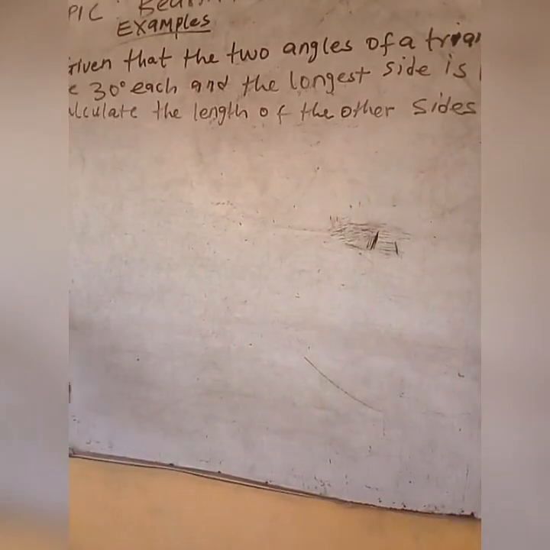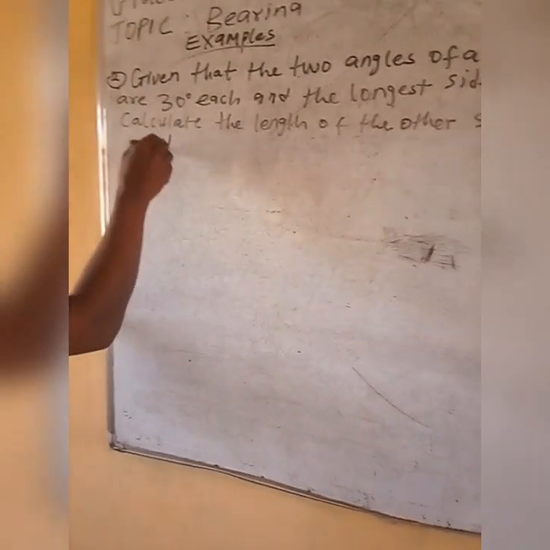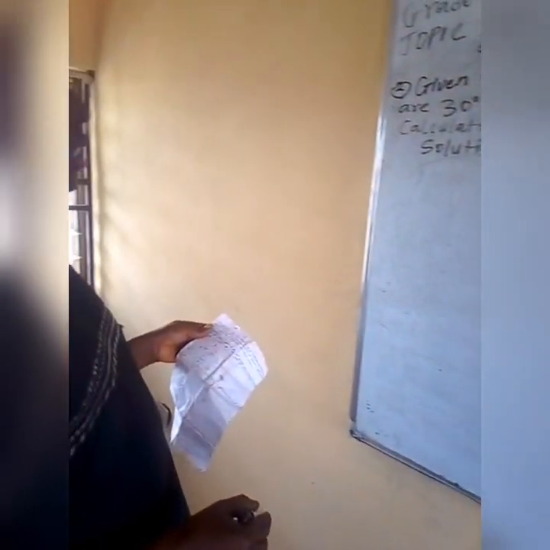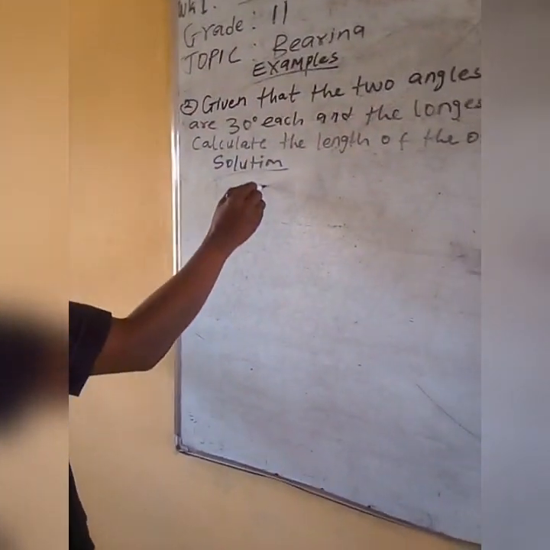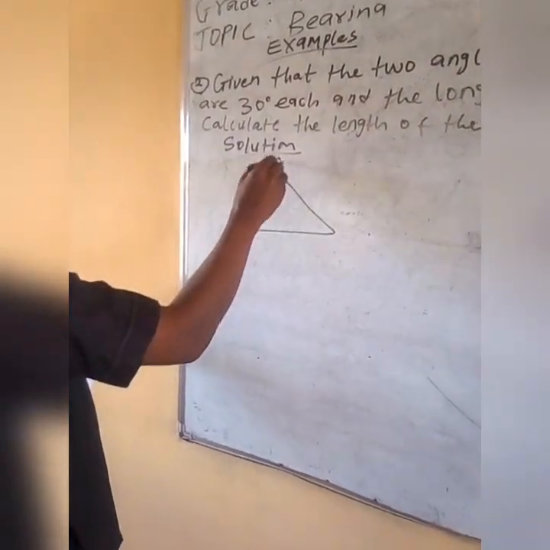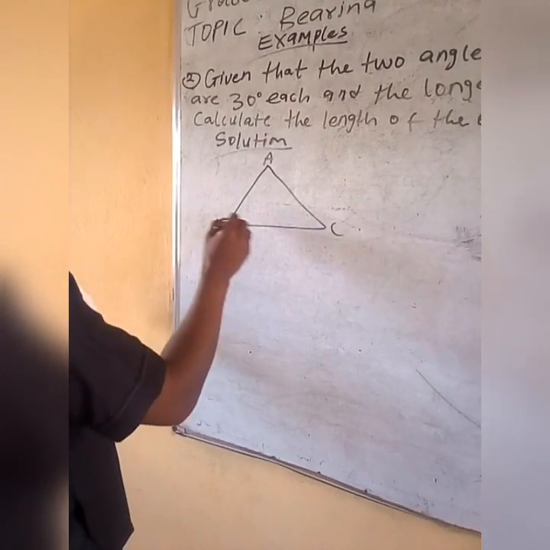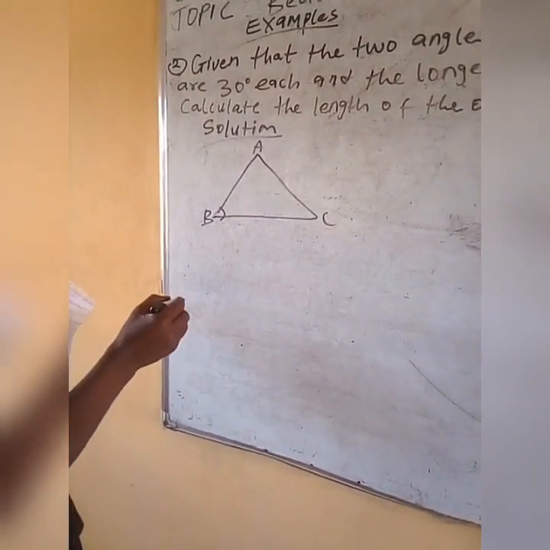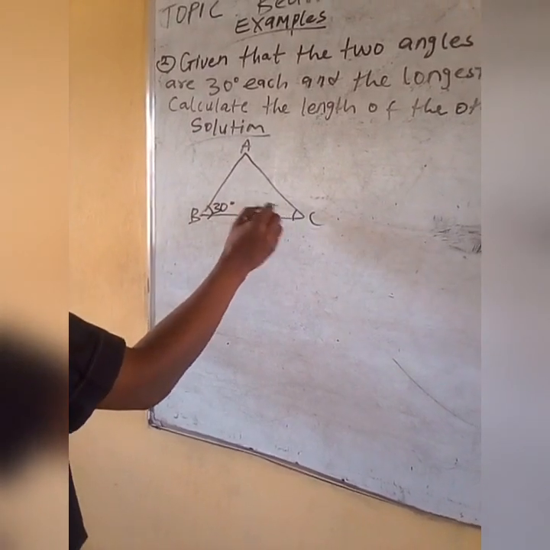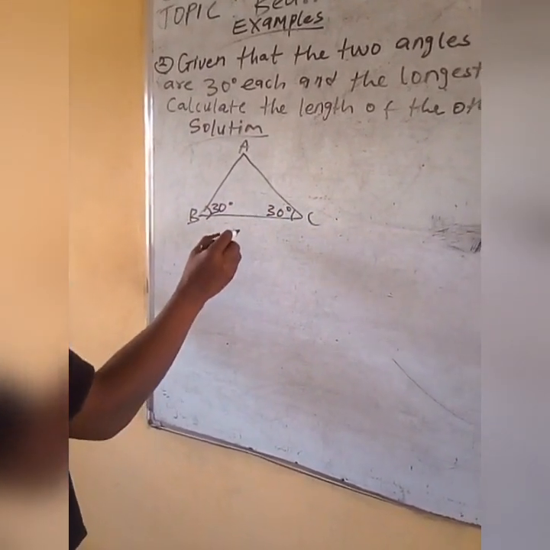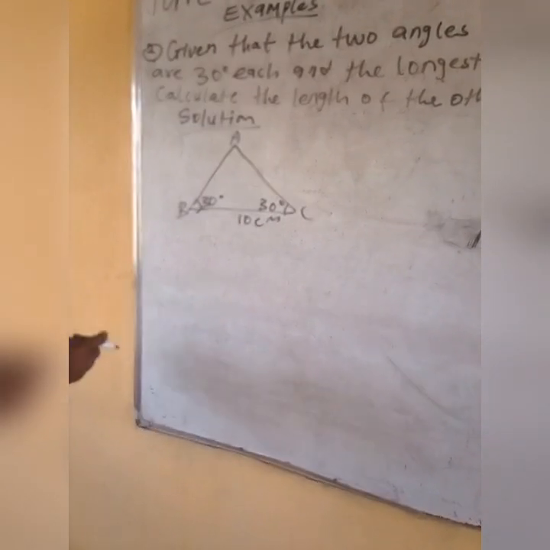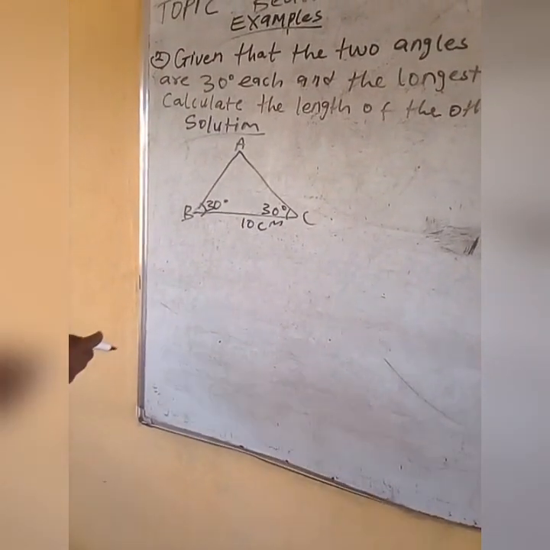Solution. If you look at this question, it means that this triangle is an isosceles triangle. Let me assume that we'll have something like this, that we'll have A, B, C. Remember they told us that the two angles are 30 degrees. Here is 30. This one is 30 degrees. Then let me assume that this is 10 cm.